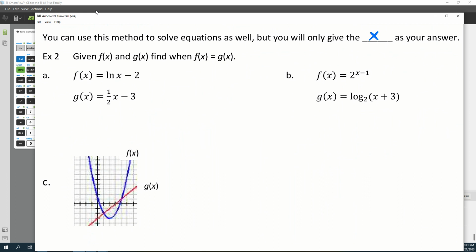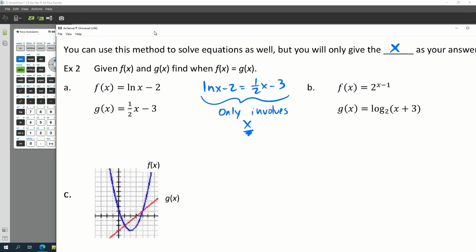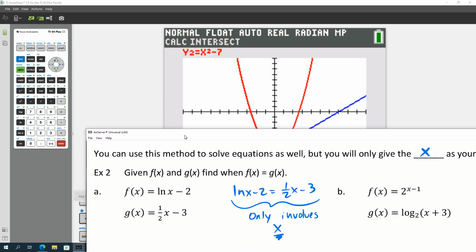So if we were going to do example 2a, we want to know when the natural log of x minus 2 equals 1/2 x minus 3. This only involves x's. So that means your answer is only going to have an x. You're not going to do the y.